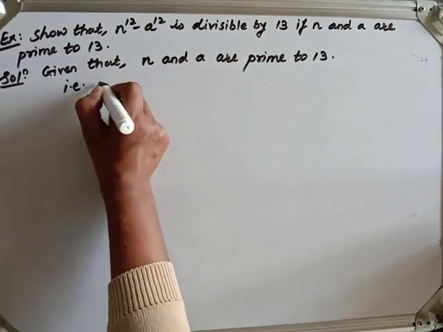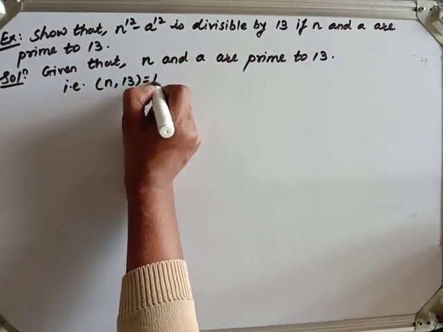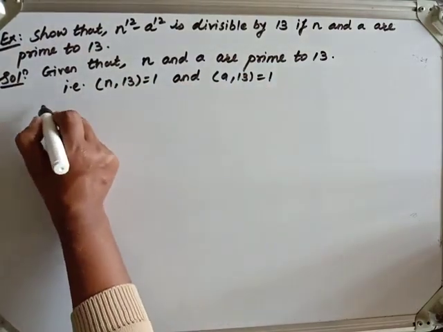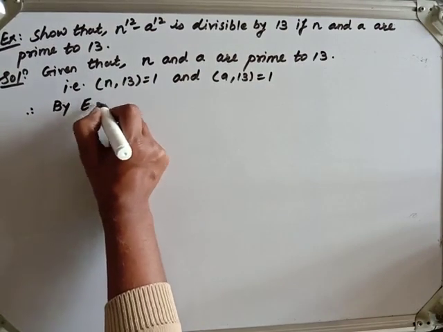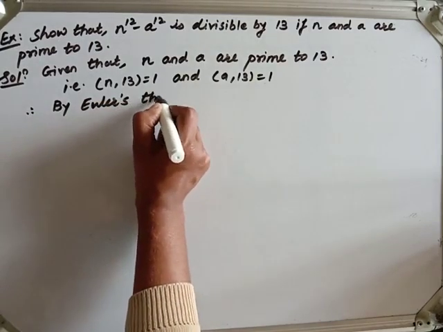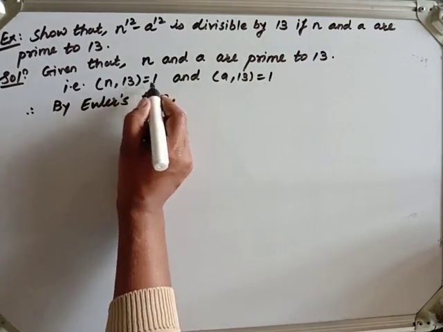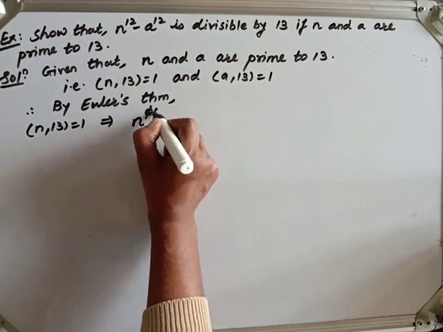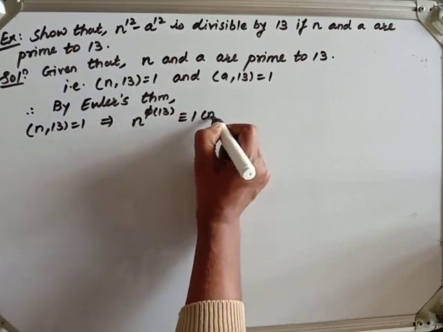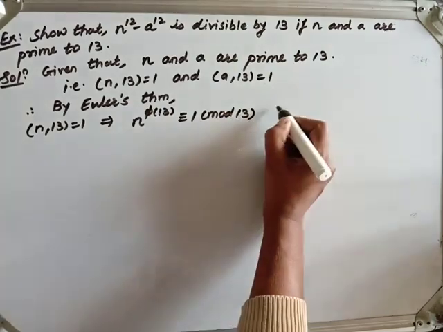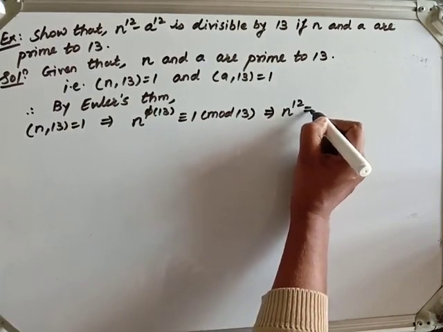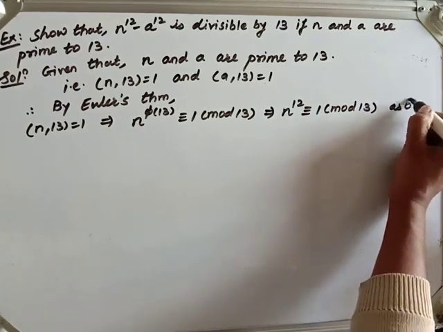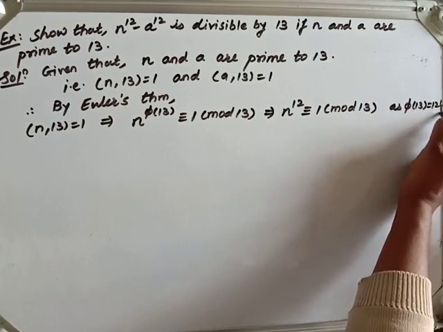that is n and 13, their GCD is 1, and the GCD of a and 13 is also what? 1. Therefore, by Euler's theorem, if we apply it on n and 13 are relatively prime, look at here, n and 13 are relatively prime, so that gives n raised to phi of 13 congruence to what? 1 modulo 13. Fine. That is same as n raised to 12 congruence to 1 modulo 13. As phi of 13 is what? 12.